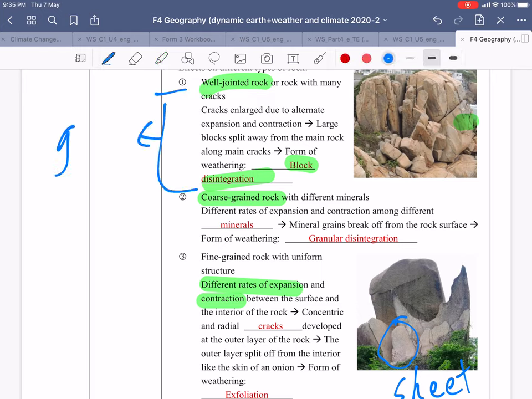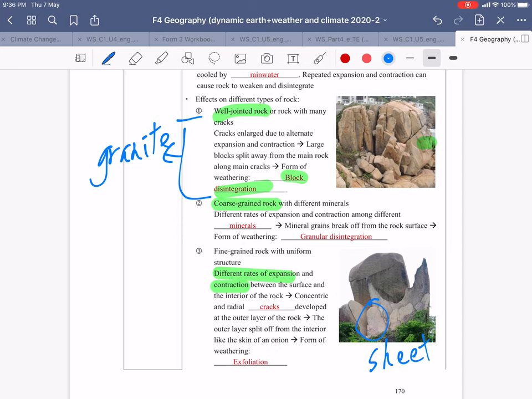And then you can have a better differentiation between block disintegration and granular disintegration. But generally, in terms of not having the topic, I think it is already fine enough if you can say this is block disintegration, okay?